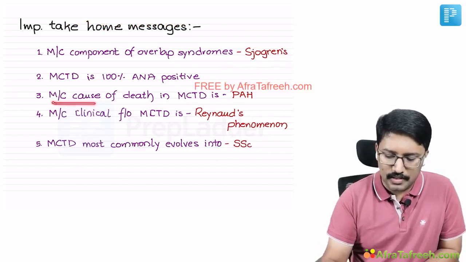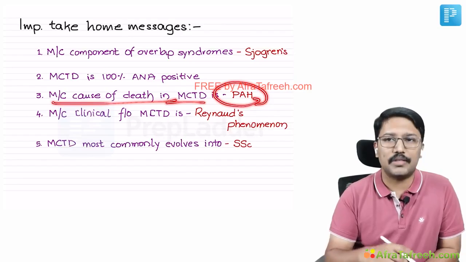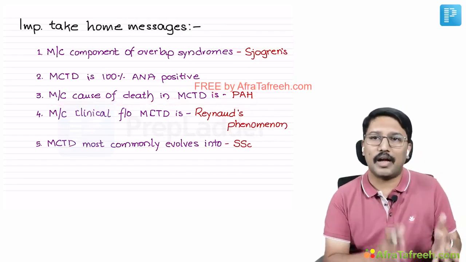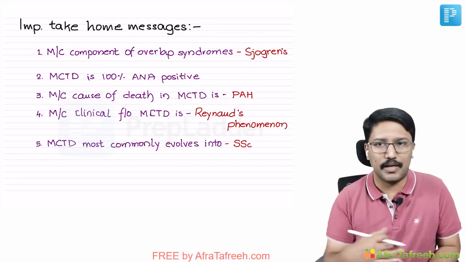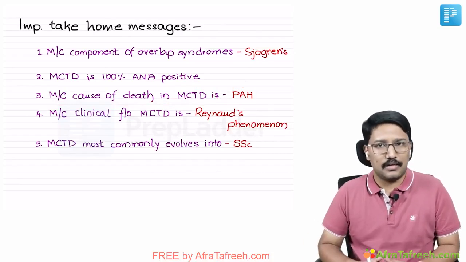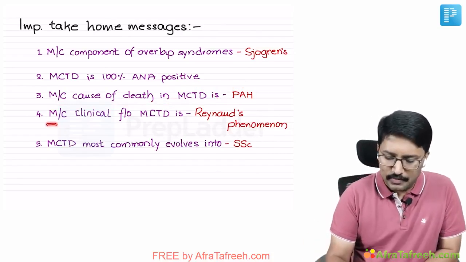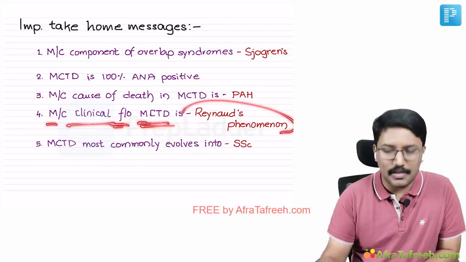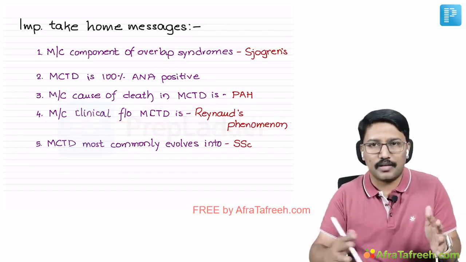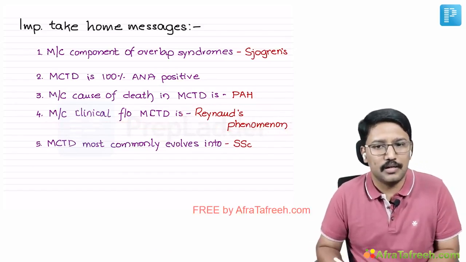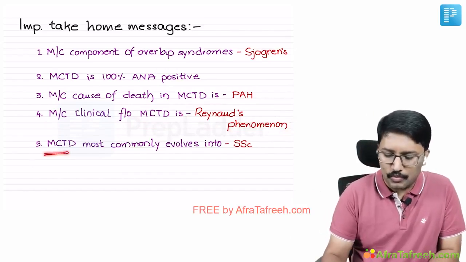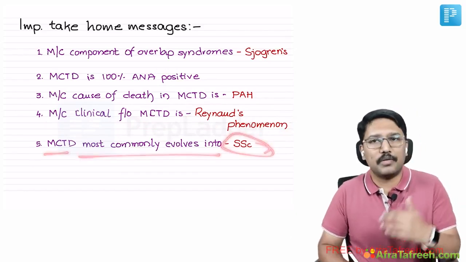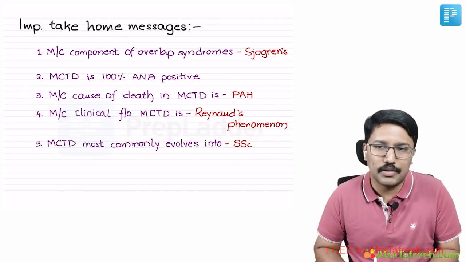Then the most common cause of death in MCTD is usually pulmonary arterial hypertension. It is not ILD, because the most common ILD variant is NSIP, which is relatively mild, not a rapidly progressing entity, right? Okay. The most common clinical feature of MCTD is Raynaud's phenomenon. That is the first most common. Synovitis, polyarthritis, is the second most common clinical feature, right? MCTD most commonly evolves into systemic sclerosis.